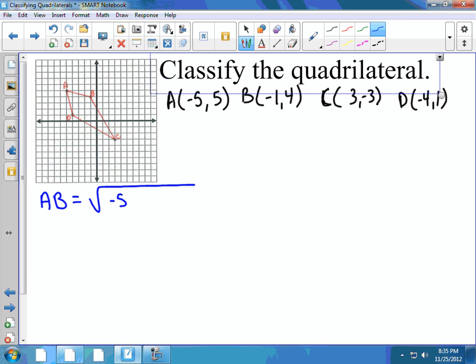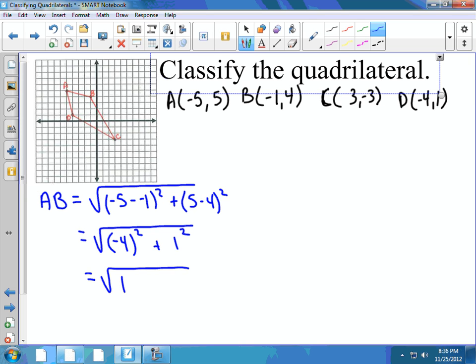So -5, so difference of the x's, squared, plus the differences of the y's, squared. Simplify that. We get -4 squared plus 1 squared. 16 plus 1 is 17. Final answer is square root of 17. So that means that AB is the distance square root of 17.